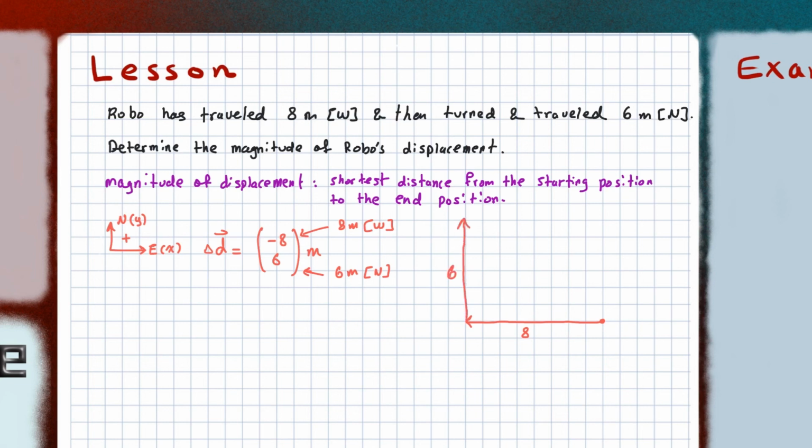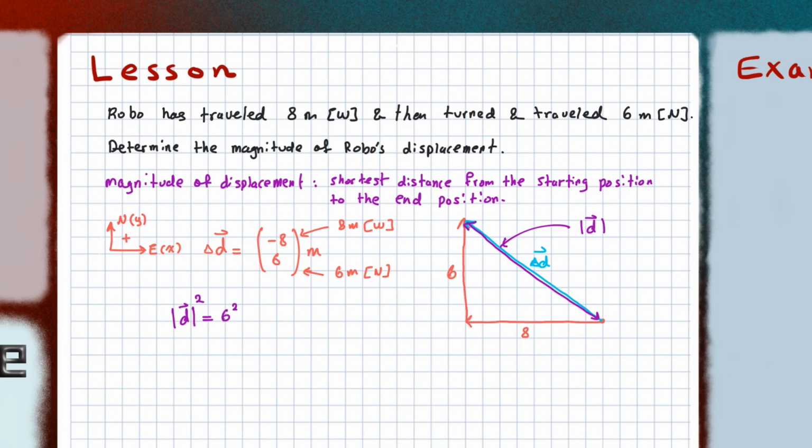We draw it out. 8 meters west is to the left, 6 meters north is up, and our hypotenuse will show our distance there. That's the shortest distance from the starting position to the very end position. Since the 8 was going west and 6 was going north, the angle between them is 90 degrees. So to find that distance value, we can just use the Pythagorean theorem.